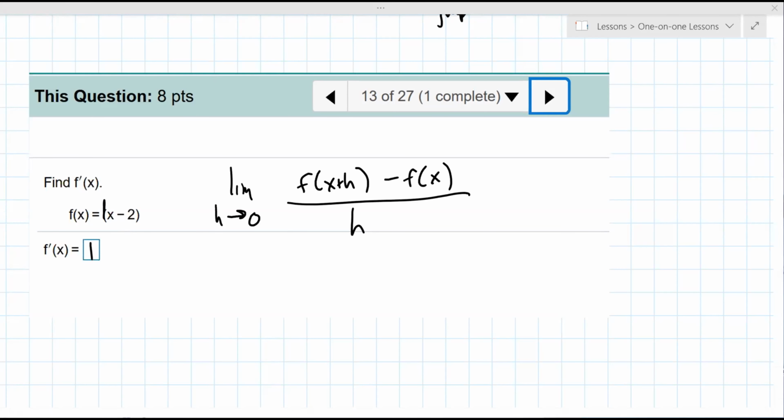It doesn't say to use the definition of the derivative. It says to find the derivative, which means that you can use anything you want. And that's why I'm saying I would use the derivative rules.